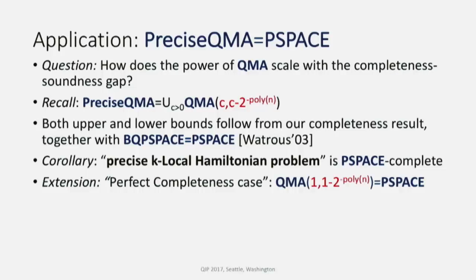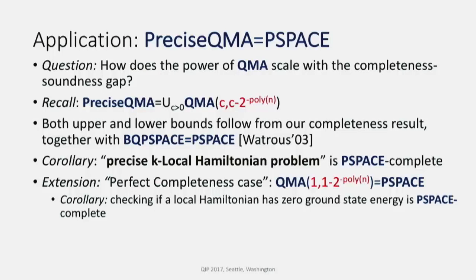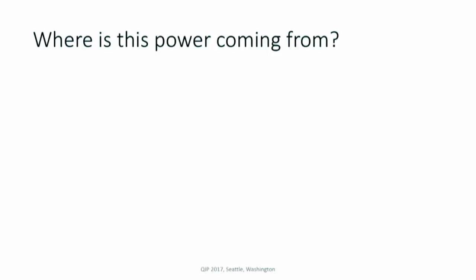Another extension is we can handle this in the perfect completeness case. In other words, not only do we show that precise QMA is equal to PSPACE, but precise QMA in which we have perfect completeness and our soundness is 1 minus 2 to the minus poly, is also equal to PSPACE. So a corollary is that checking if a local Hamiltonian has 0 ground state energy is a PSPACE-complete problem. All right, so where is this power coming from?